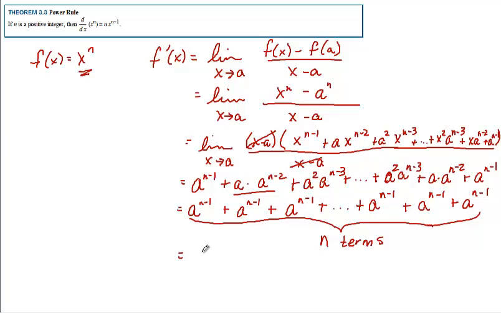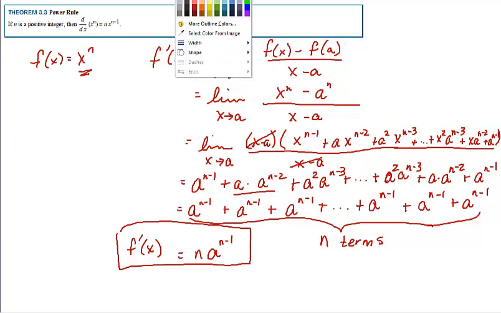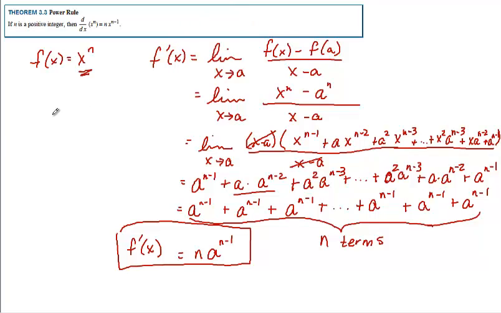So I could just say, well, that's just the definition of multiplication, really. So that's just n times a to the n minus 1, however many terms there are. Oh, f prime of x, if I have something of that form, I can just do this from here on out and I don't have to use that limit definition.